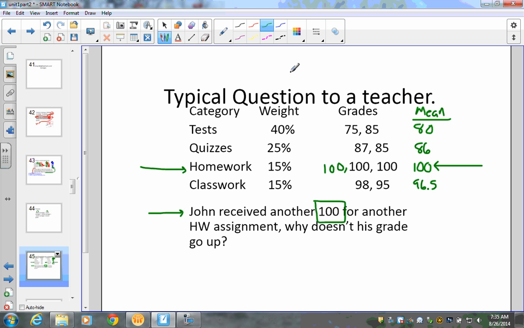Let's look at the test, for example. His tests, he has an overall score of an 80. So what that means is if he was to make another 80, his grade would not go up on a test. He has to do something either greater or less than his mean scores for each category. So if he wanted his grade to go up in the test category, I would say he needs to do something better than probably an 85 or higher. That'll make his grade move up. The higher the jump, the higher his test score, obviously the higher his overall grade is going to be.